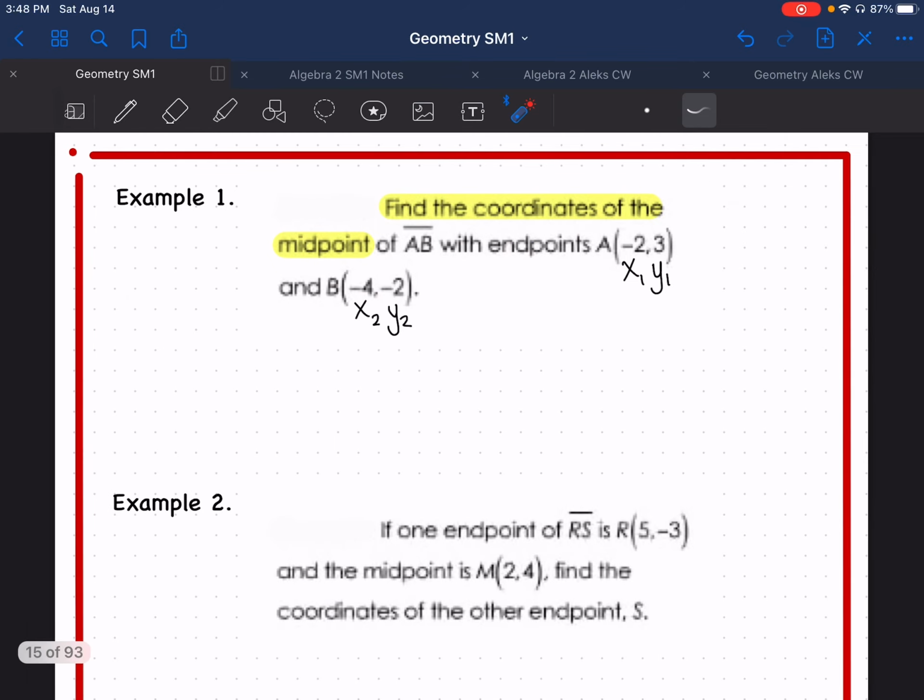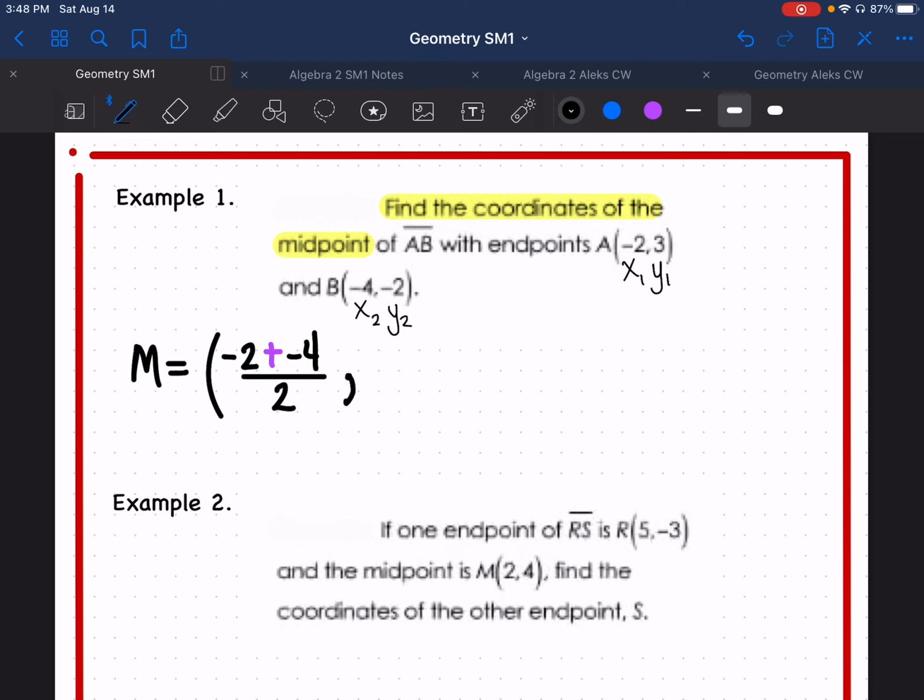All right, here we go. So let's just plug it into the formula, and you can write down the formula if you want, or you could just go back to the last page and plug it in. The midpoint M is going to be x1 negative 2 plus x2 negative 4 divided by 2, comma 3 plus negative 2 divided by 2. Okay, always a good idea to set it up.